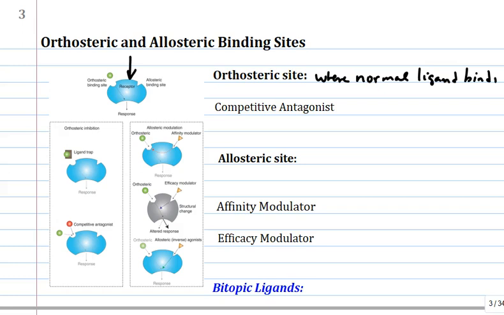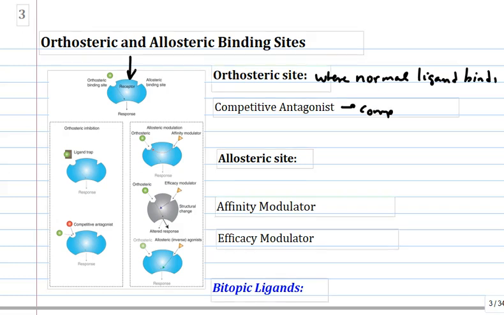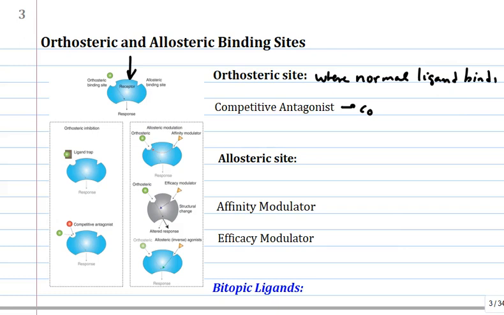Now, what we can have, let's just talk about the orthosteric site now. We can have what's called a competitive antagonist. This is analogous to a competitive inhibitor in an enzyme. A competitive inhibitor with an enzyme competes for the active site. Ladies and gentlemen, in the world of the receptor, competitive antagonists compete against the normal ligand for the orthosteric site. So this is competition at the orthosteric site.